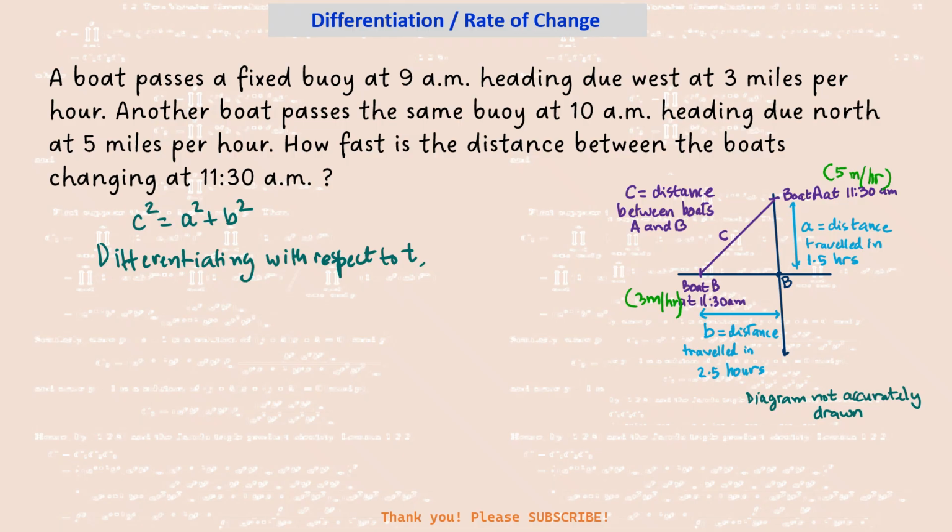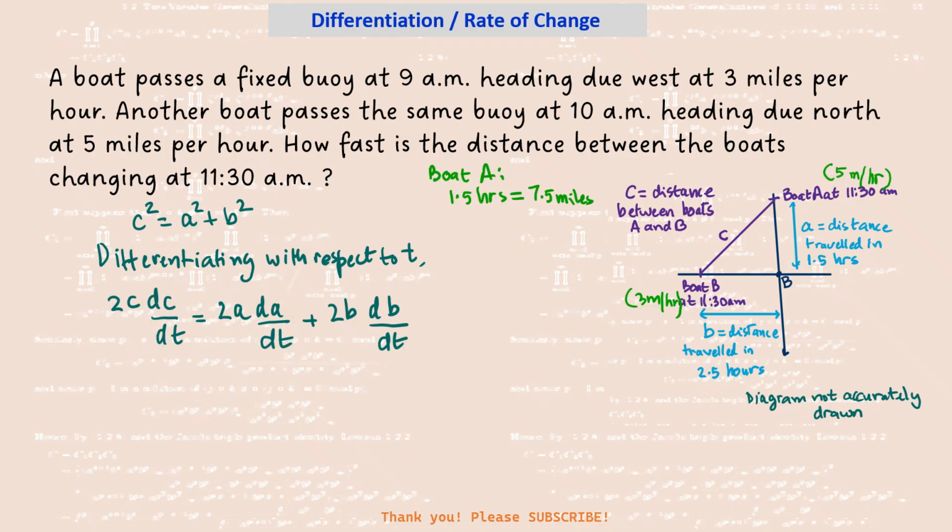differentiating with respect to t, you would get 2c dc/dt equals 2a da/dt plus 2b db/dt. Now we need to find dc/dt. So da/dt we know is 5, and db/dt is 3. So then we need a and b. So a and b would be the distance traveled in 1.5 and 2.5 hours. So we work that out.